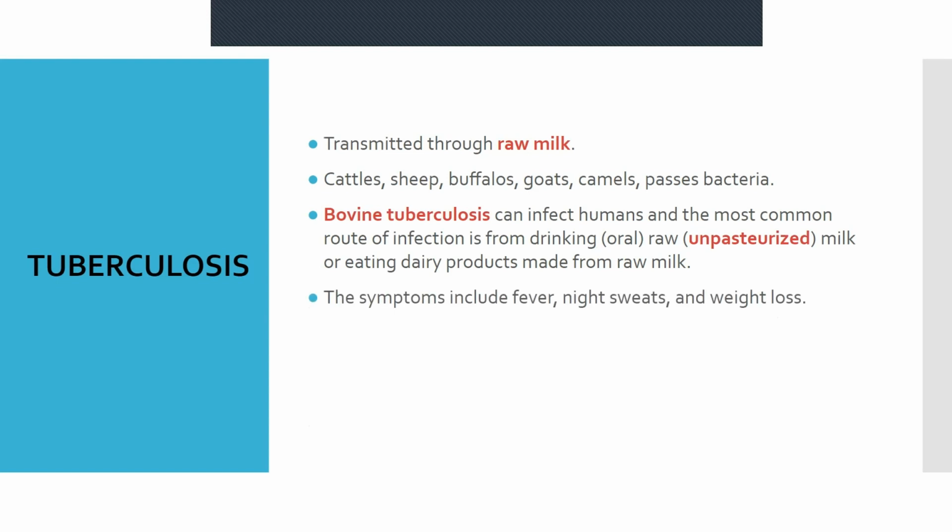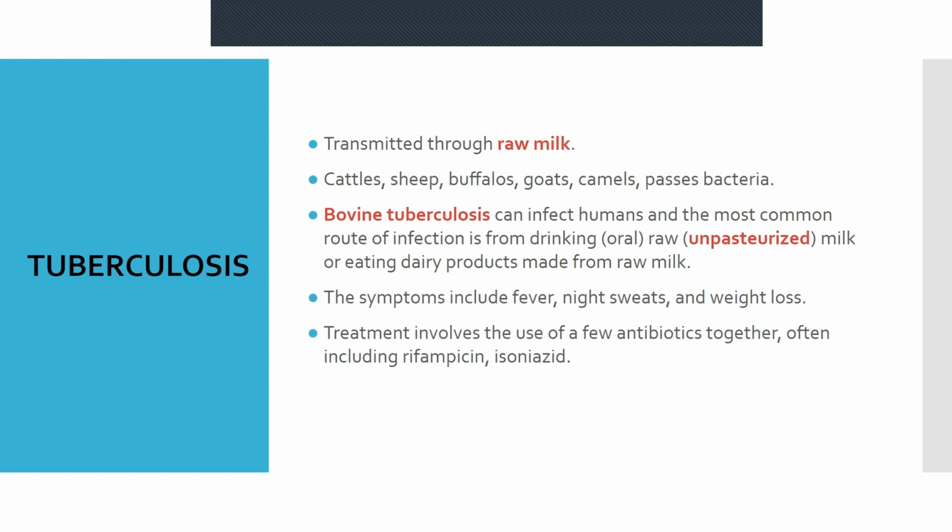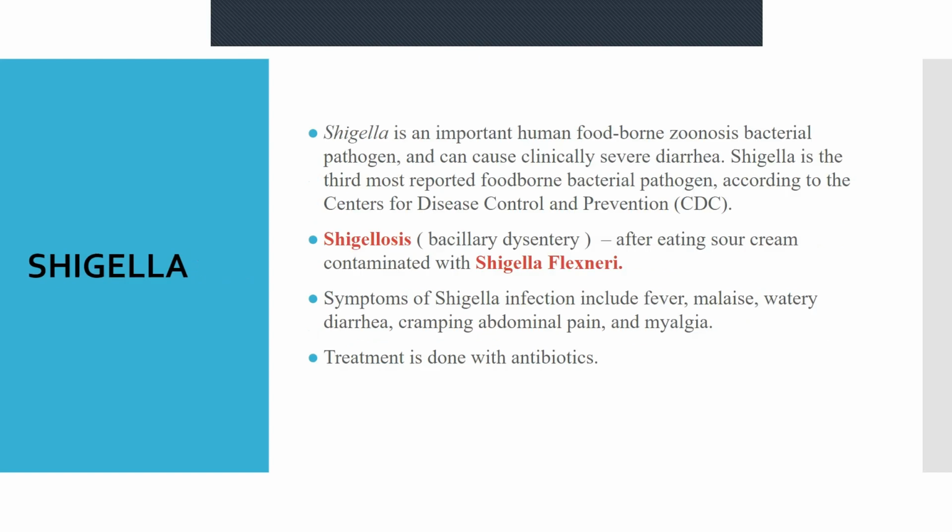The symptoms of tuberculosis include fever, night sweats, and weight loss. The treatment of tuberculosis involves a few antibiotics together. Often the treatments include rifampicin and isoniazid.